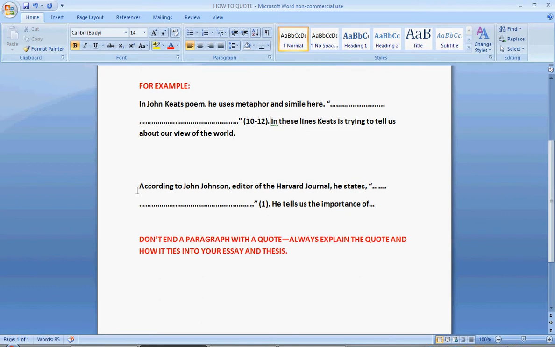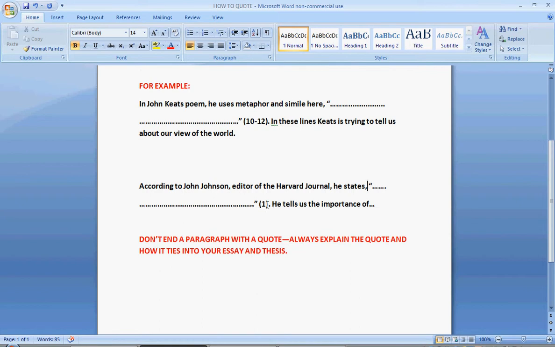Here's another example of working with an outside source and quoting from them. "According to John Johnson, editor of the Harvard Journal," that's the introduction here, "he states," and then you give the quote, you give the citation, and then you go on to explain what that quote means. So with an outside source, you're introducing who the person is and why this person is important. Well, this person is from the Harvard Journal. And then you go, he states, blah, blah, blah, comma, give the quotation marks, give the citation, and he tells the importance of it, explaining it.